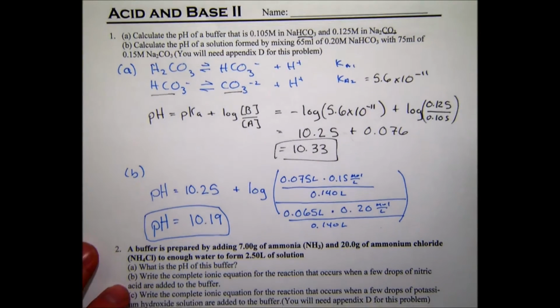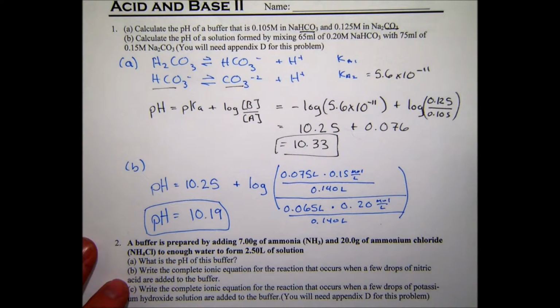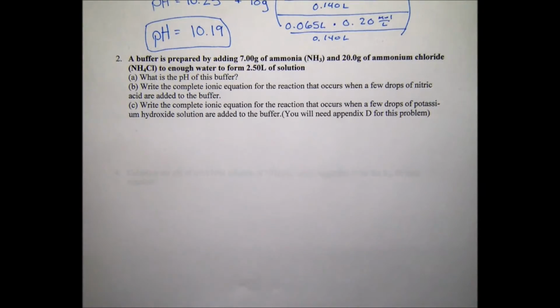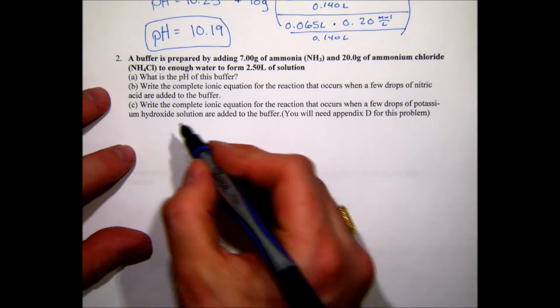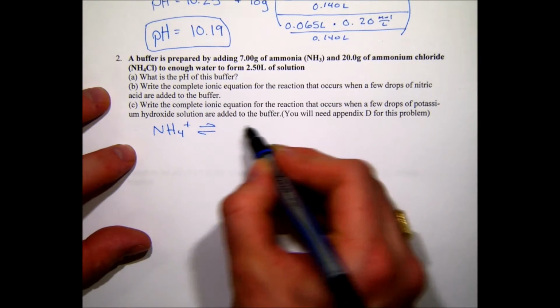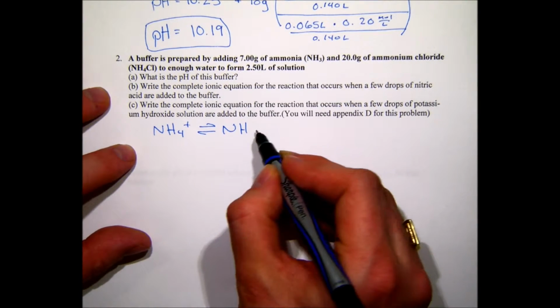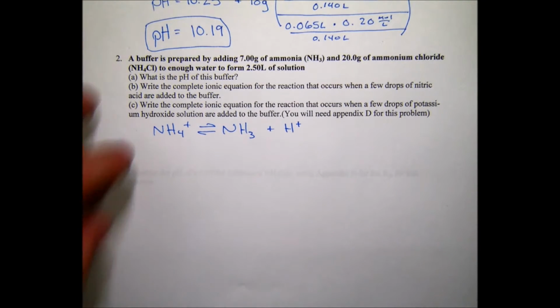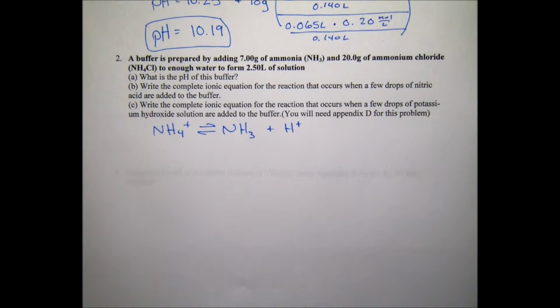So the next question is very, very similar. It basically is asking us to do the same thing as we just did, but with the masses of compounds. So I'm going to write this as the dissociation of ammonium into ammonia plus H plus. And all of these compounds are aqueous.